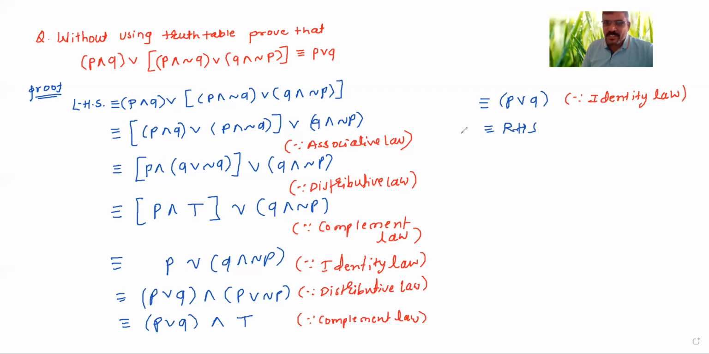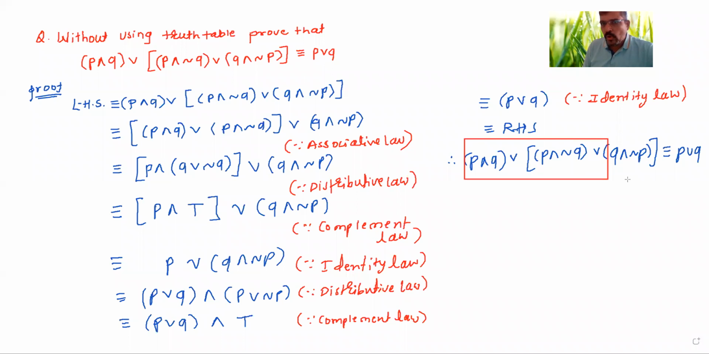Right-hand side. So here we get left-hand side equal to right-hand side. It means we have proved [P and Q] or [P and negation Q] or [Q and negation P] is logically equivalent to P or Q. We can say hence proved. We have proved this with the help of properties, it means laws of logic. Hence proved.